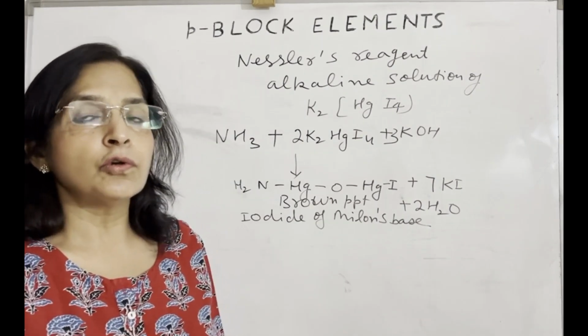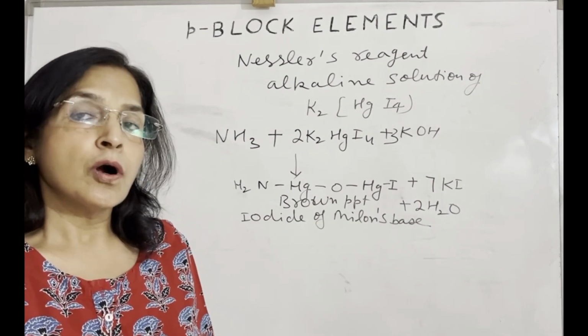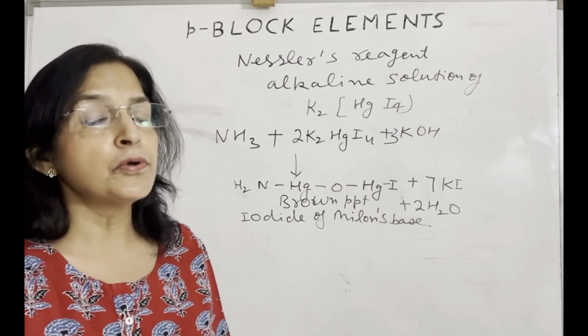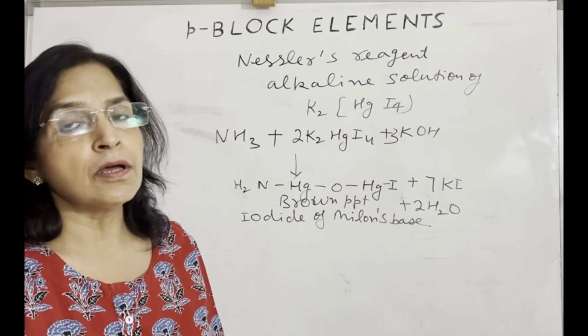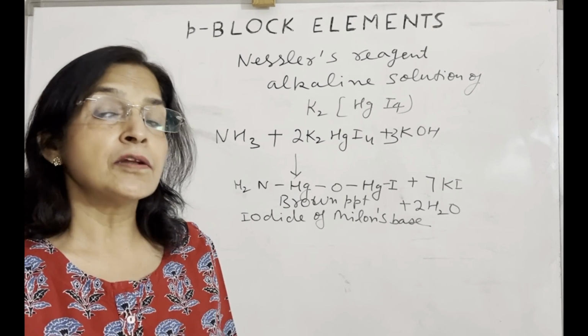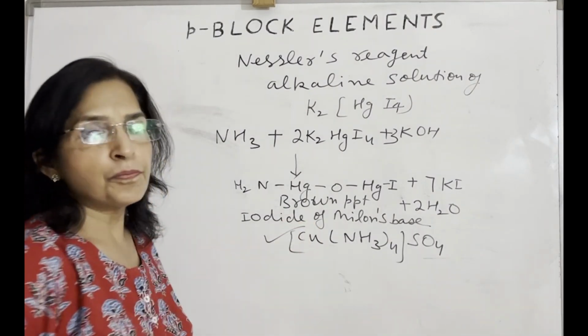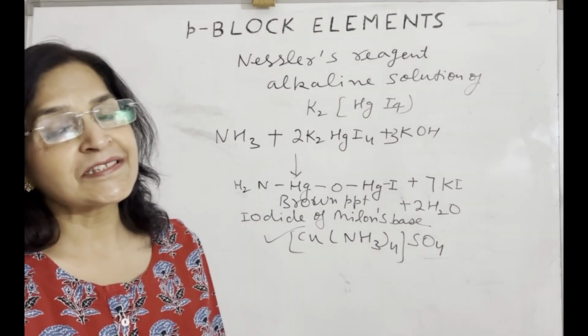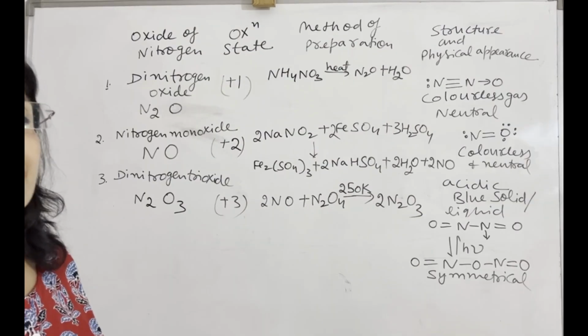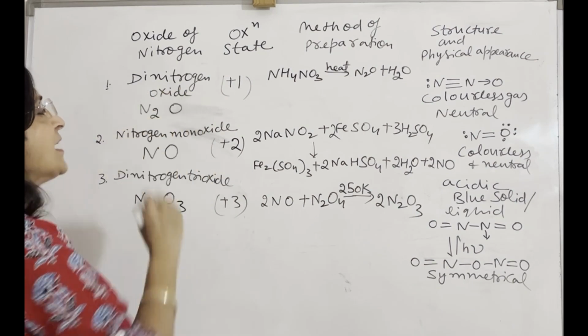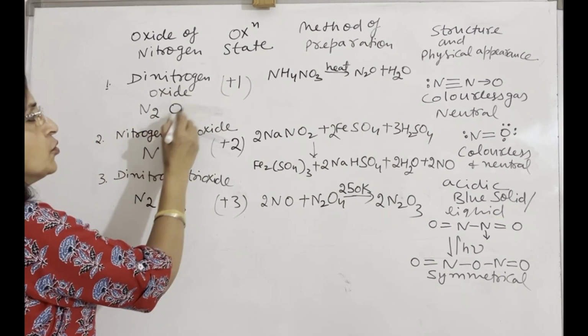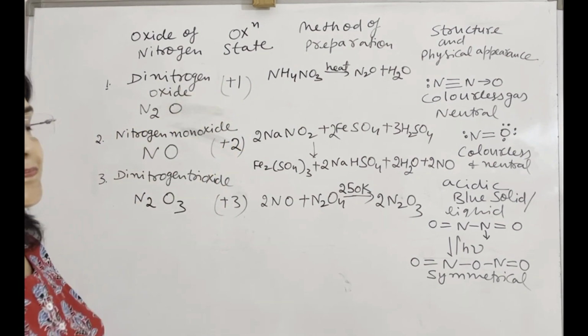And second way to detect the presence of ammonia is copper sulfate solution gives deep blue color in the presence of ammonia due to the formation of tetraamine copper 2 sulfate coordination complex again. This coordination complex forms. Now next we will discuss oxides of nitrogen. In the oxides of nitrogen, first is dinitrogen oxide, formula is N2O, oxidation state of nitrogen is +1.